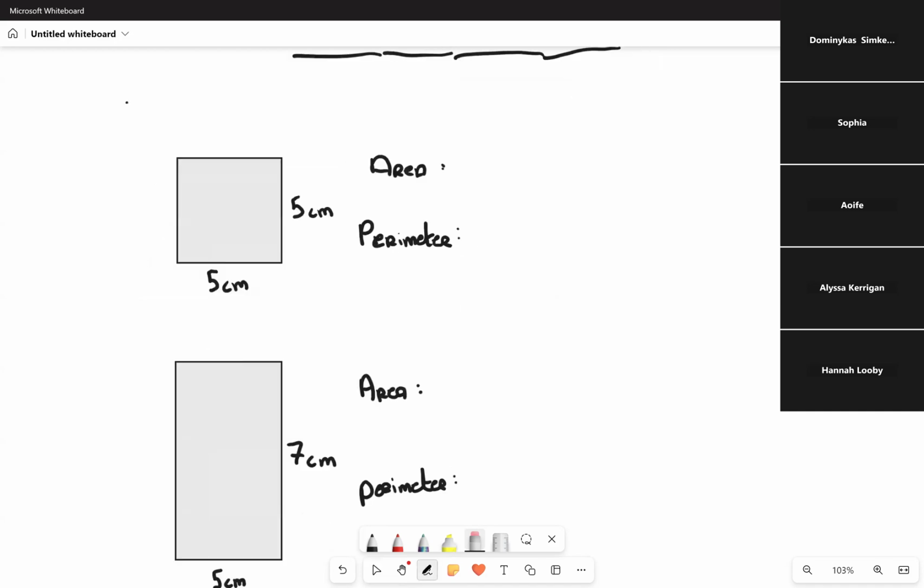Right, Hannah, what do you think the perimeter of that box is? 20 centimeters. 20 centimeters, good. But is it not 10? Because I see here 5 and 5. How come you're not getting 10? How is it 20? Because you have to add up all the sides, and I know that the opposite is 5, and the other opposite is 5 as well. Perfect. Well done.